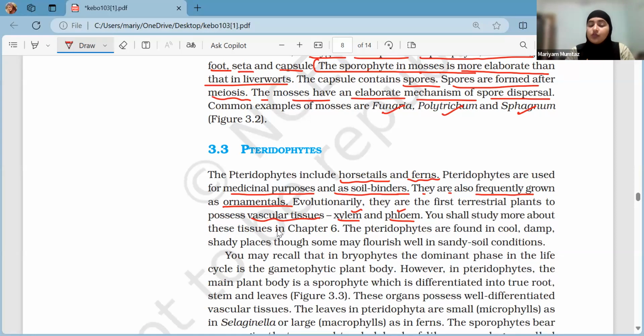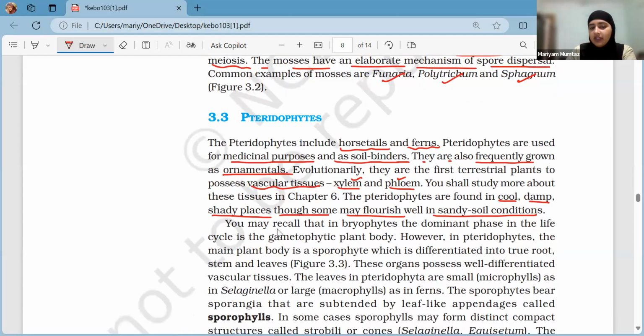Okay, thank you, ma'am. Now the pteridophytes are found in cool, damp and shady places, though some may flourish well in sandy soil conditions. Now you may recall that the dominant phase in the life cycle of the bryophytes is the gametophytic plant. In the bryophytes, the dominant phase was gametophytic, isn't it? However, in the case of pteridophytes, the main plant body is a sporophyte. Sporophyte is diploid or haploid?